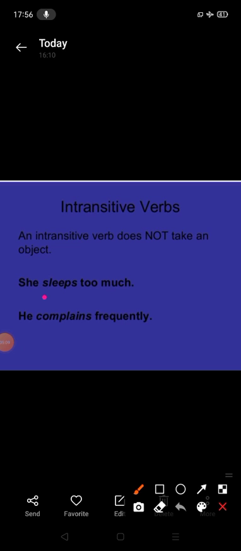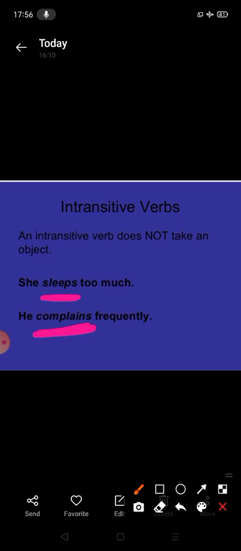She is the subject, sleeps is the verb. वो बहुत सोती है. Sleeps is a verb, but there is no object. कोई object नहीं है. Clear sentence है. She sleeps too much. बहुत सोती है. The meaning is clear. In the second sentence, he complains frequently. वो frequently complain करता है. Again, complains is a verb and there is no object. कोई object नहीं है क्योंकि frequently is an adverb.